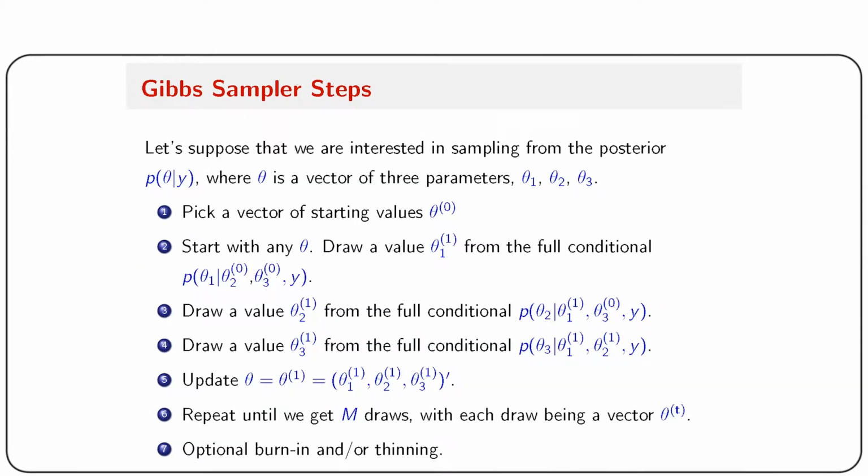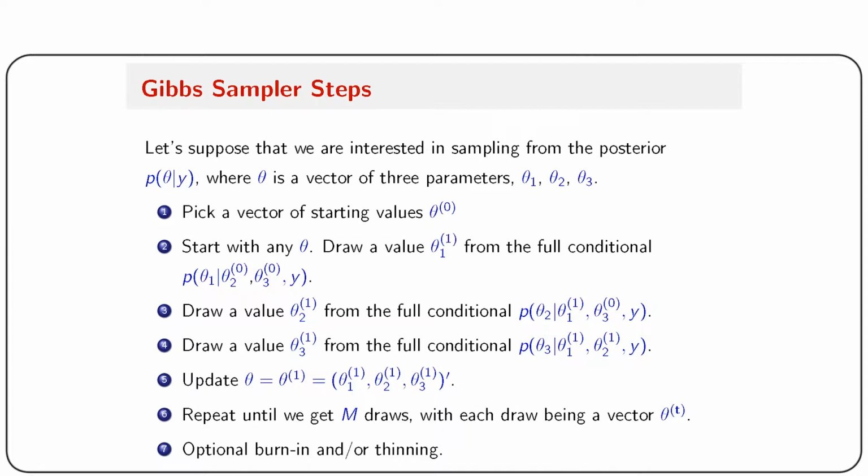Let's suppose that we are interested in sampling from the posterior p(theta | y), where theta is a vector of 3 parameters, theta_1, theta_2, theta_3. So pick a vector of starting values theta^0. Start with any theta, draw a value of theta_1, say, from the full conditional distribution p(theta_1 | theta_2^0, theta_3^0, y). Then draw a value of theta_2 from the full conditional distribution of theta_2 given theta_1^1, theta_3^0.